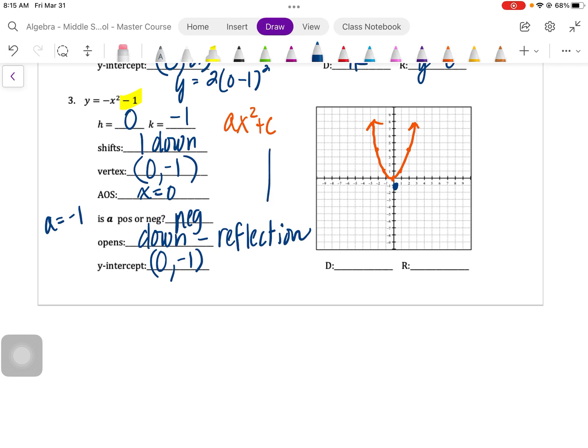So remember, when that happens, you just have to make a little table of values. You can choose any value of x that you want and plug it in and solve for y. So I'm going to choose 2. So in this function, -2 squared is -4, -1 is -5. So this would give me another value I can put in. So it's 2, -5 here and here, reflected across. And there's my graph. Okay, domain is all reals. This time y is less than or equal to -1. Okay, so it is a reflection of the parent function that shifted 1 unit down.